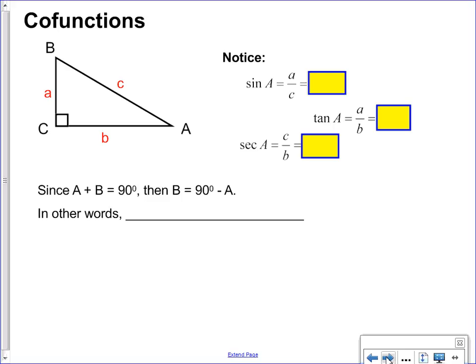Talking about cofunctions. So the sine of A is A over C. That is the same thing as the cosine of B. The sine of A is the same thing as the cosine of B.